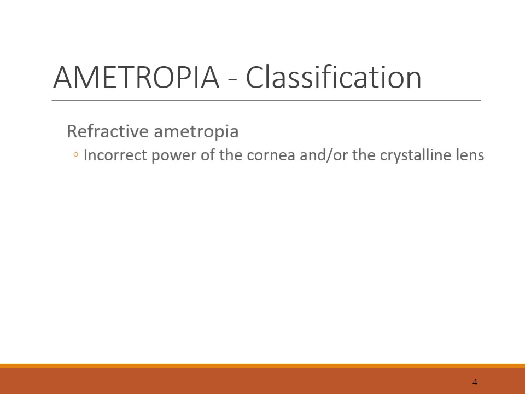The classification of ametropia, as I mentioned, can be divided into three. The first one is refractive ametropia, which refers to incorrect power of the cornea and or the crystalline lens. You have learned in the anatomy of the ocular, so you should know the refractive power contributed by the cornea and also the crystalline lens to the whole structure of the human eye.